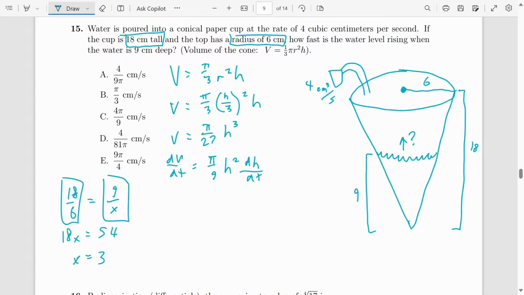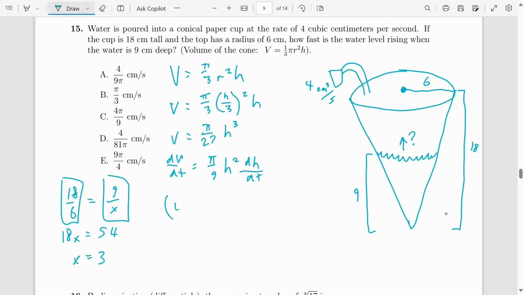Awesome. So let's see what we're given, what we can plug in for each of these three variables. dV/dt is 4 cubic centimeters per second. That is the rate at which the water volume is increasing. h is the height of the water level, which is 9 centimeters at this instant. And dh/dt is the rate at which the height of the water is increasing, and that's what we're asked to find. So cool, we've got everything covered. Let's plug in these values.